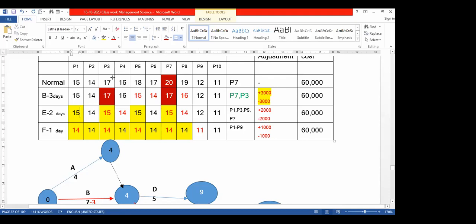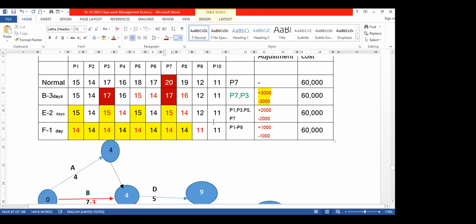So remember, in this work, a critical path should remain as a critical path. Non-critical paths can become a critical path. That is a rule you have to apply. A critical path cannot become a non-critical path. But a non-critical path can become a critical path. So now you see the first step, only P7 is a critical path. After the second work, P7 and P3 are critical paths. After this adjustment, critical paths are P1, P3, P5 and P7 because all are 15, the highest one.